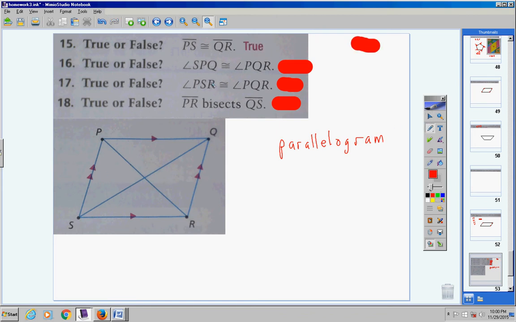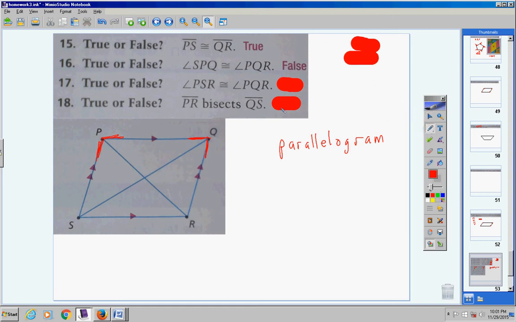Number 16. SPQ. This angle right here, I'll highlight it like this, is congruent to angle PQR. PQR. No, that's not true. In a parallelogram, consecutive angles are supplementary. Now again, if you have a rectangle, that's a little different. We're talking about a normal parallelogram. No, angles that are side by side, consecutive angles, are not congruent. They are supplementary. So no, that is false.